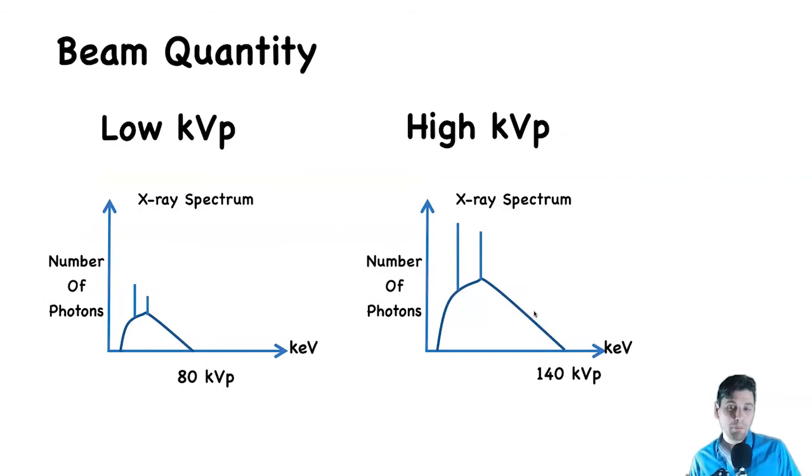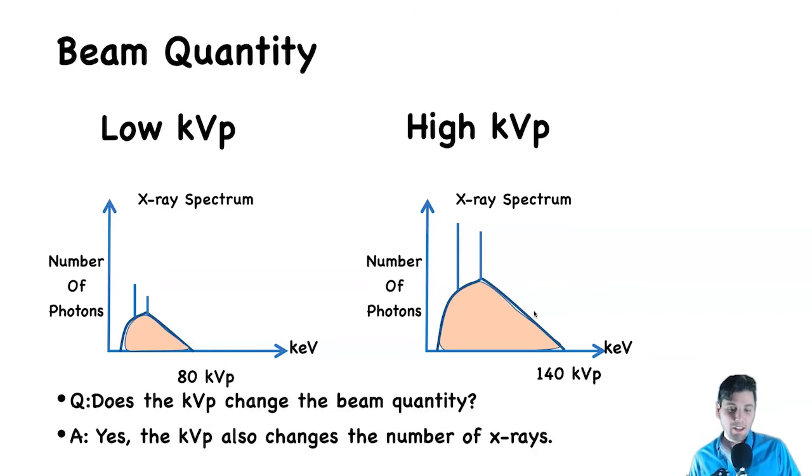Then, beam quantity as a function of kVp. This is one thing we talked about already. The kVp does in fact change the beam quality.